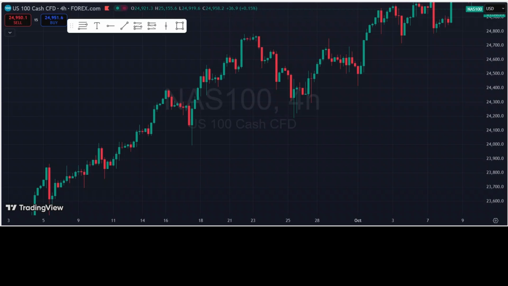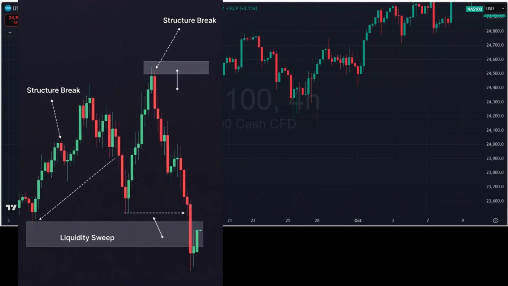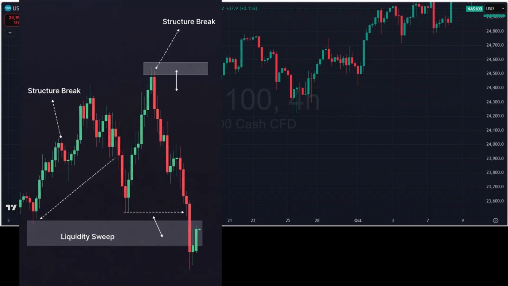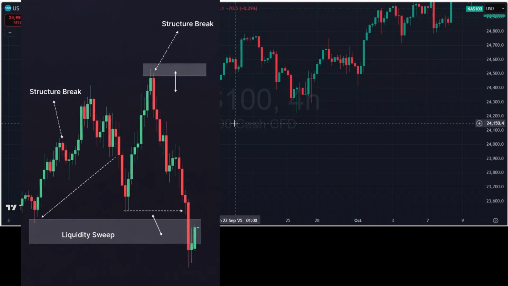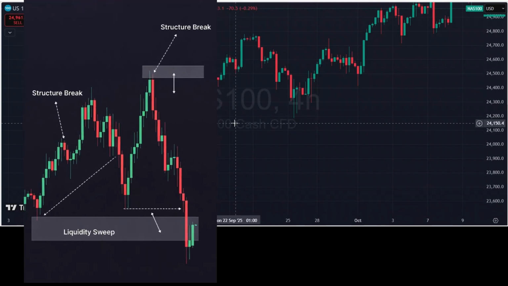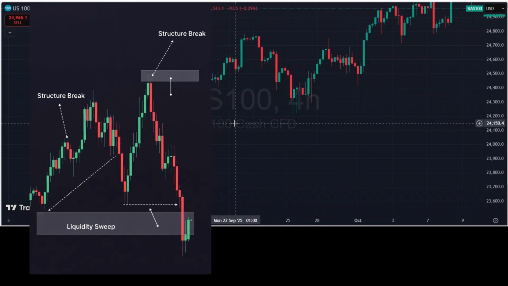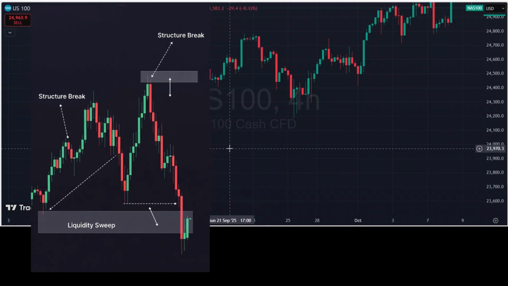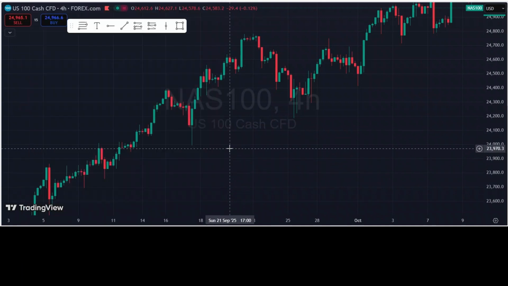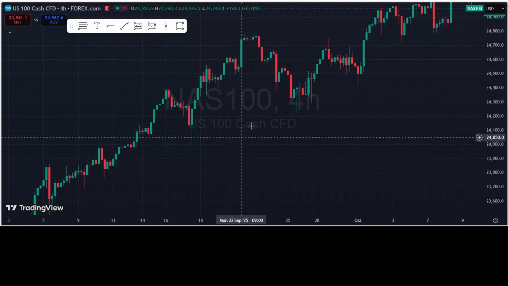Most traders think a breakout means the market is changing direction or it is time for you to join the trade in the direction that the market has just broken out from. But most times, that breakout is just a liquidity sweep. So in this video, I'll be explaining the difference between a liquidity sweep and a real break of structure in a way that anyone can understand it using these real charts here.